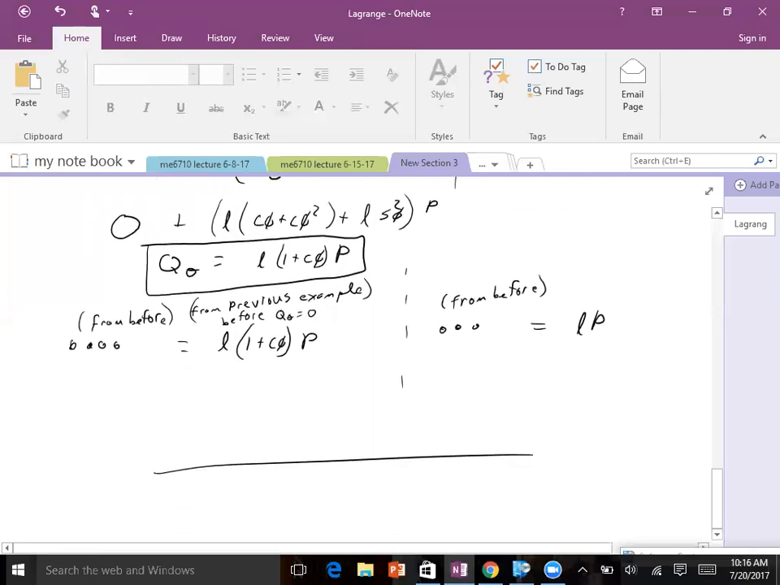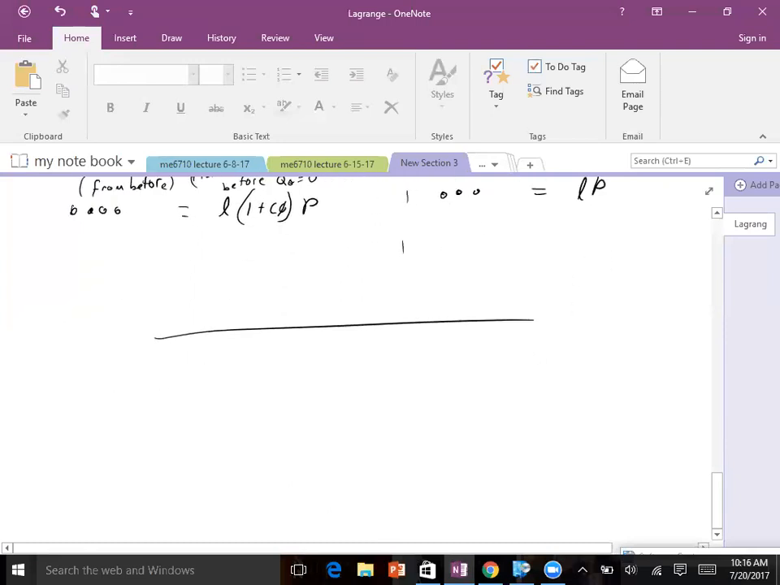So one more time, the beauty of Lagrange is we were able to ignore the constraint forces the entire time. And we didn't have to go all the way to acceleration.